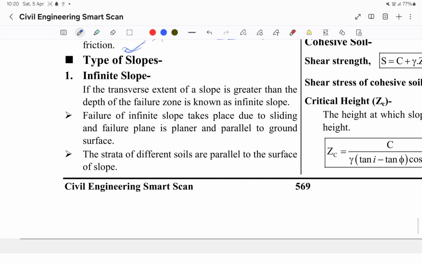Type of slope: infinite. If the transverse extent of a slope is greater than the depth of failure zone, it is known as infinite slope. Failure of infinite slope takes place due to sliding, and the failure plane is planar and parallel to ground surface. The strata of different soil are parallel to the surface of slope.